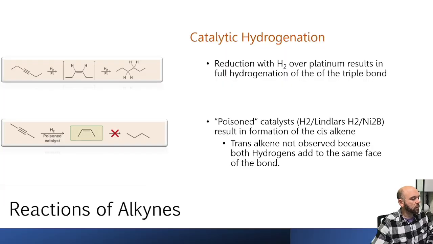Now that we can form alkynes, let's start looking at some of the reactions that we can do to them to get new and interesting products from alkynes. The first and perhaps most simple thing we can do to an alkyne is hydrogenate it. We can add hydrogen to the triple bond to afford either an alkene or an alkane product.